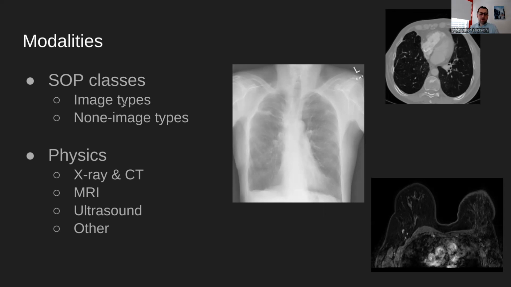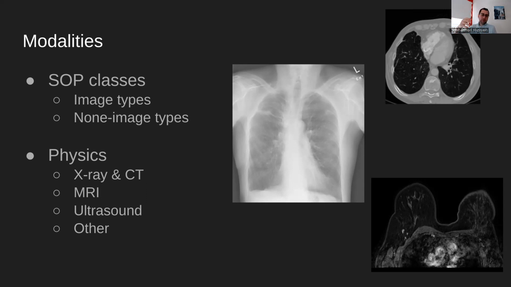A bunch of them are image types and a bunch of them are non-image types. So essentially more metadata objects. We'll cover those in a moment. If you are looking at image types, usually the biggest difference is the physics of how these images are captured. So you have X-ray and CT, which actually use X-ray. So CT is essentially, well, not portable, it's moving X-ray. So it's capturing multiple images that are then presented as slices.